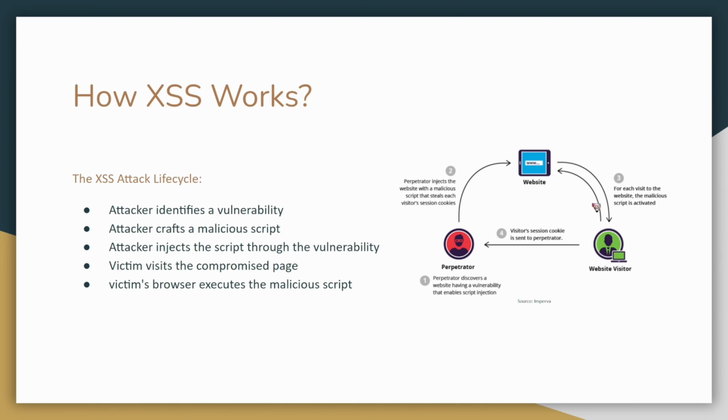For a simplified understanding, just check out the diagram. Here, first, the perpetrator discovers a website having a vulnerability that enables script injection. At the second stage, the perpetrator injects the website with a malicious script that steals each visitor's session cookies. At the third stage, for each visit to the website, the malicious script is activated. Once it is activated, at the fourth stage, the visitor's session cookies are sent to the perpetrator. So that's how this attack cycle works.